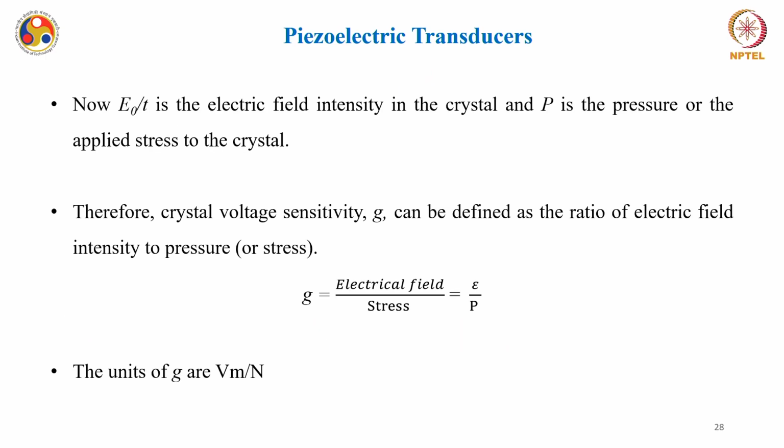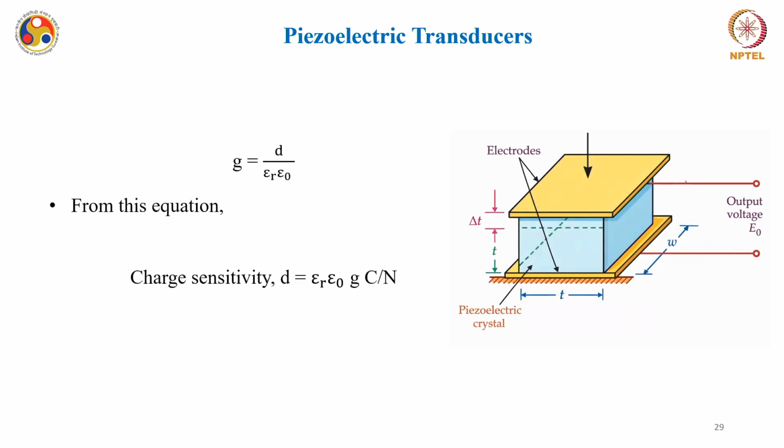Alright. So E naught by T, we have seen, is the electric field intensity in the crystal, and P is the pressure or the applied stress in the crystal. Therefore, the crystal voltage sensitivity G can be defined as the ratio of the field intensity to the applied stress, okay, and the unit is Vm per Newton, okay. So we have the voltage sensitivity G and the charge sensitivity D, okay, and they are interrelated, okay. So G, the voltage sensitivity, is equal to the charge sensitivity divided by epsilon R into epsilon naught, okay. And this is very important.